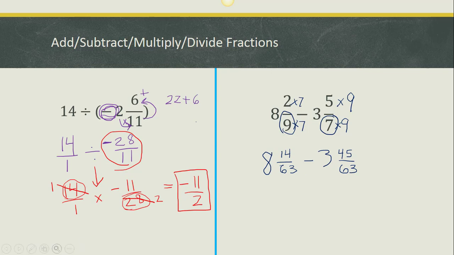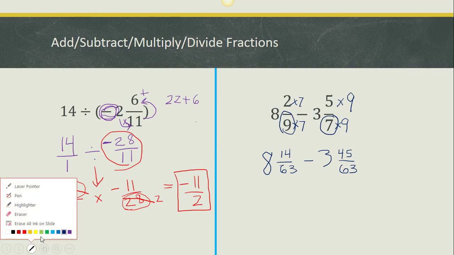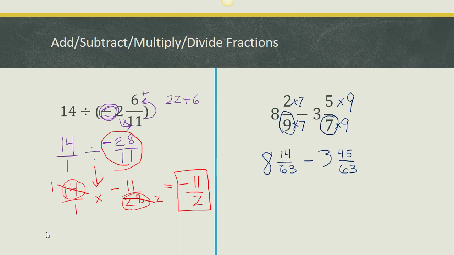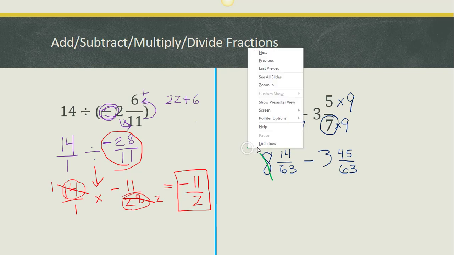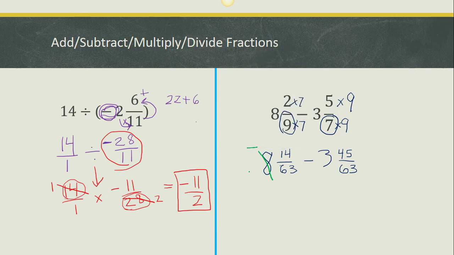Now at this point you might notice, oh, that's going to be hard to subtract. We're not going to be able to do 14 minus 45. So one thing we can do right now is say, okay, I'm going to borrow one whole number. So instead of an 8, that's going to be a 7. And one whole number as a fraction is just 63 out of 63, which we add to this fraction, which was 14 over 63.